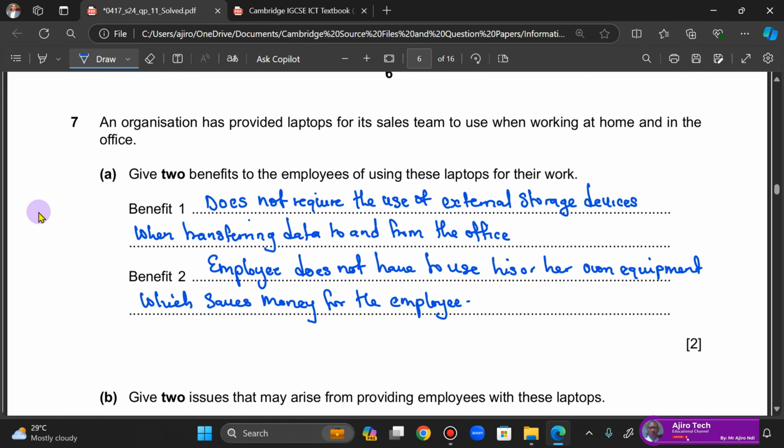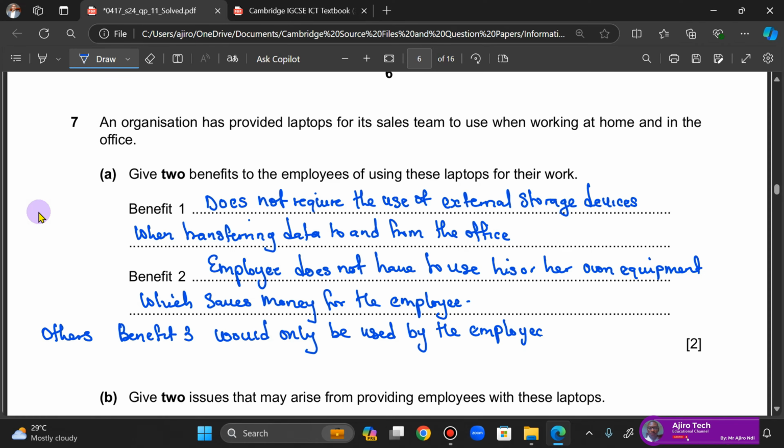Okay, now I talked about for others, so I can just call this maybe benefit 3, is the fact that it would only be used by the what? Employee. Okay, therefore improves what? Security.